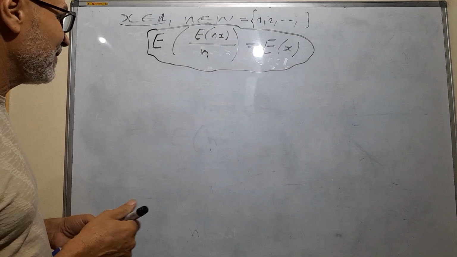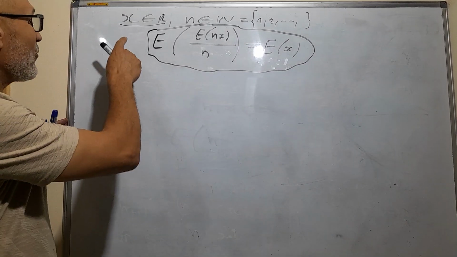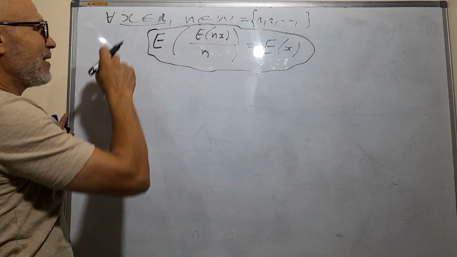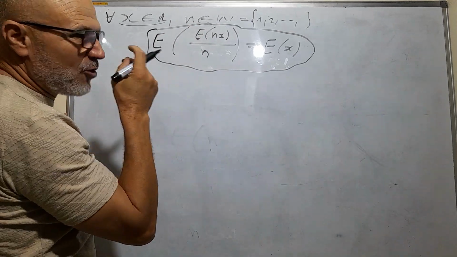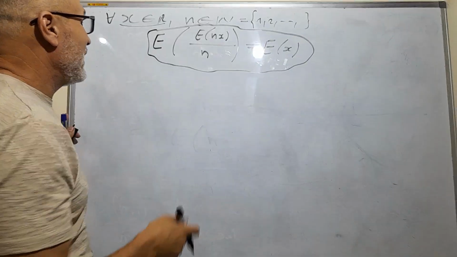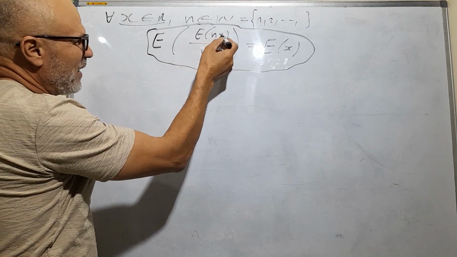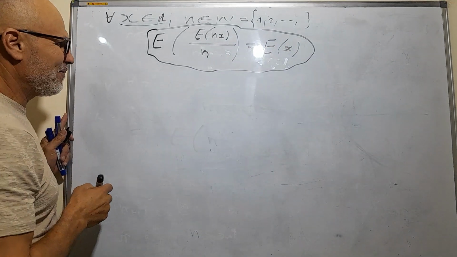Hello everybody. In this very quick exercise, we would like to prove that for any x in R and for any n in the natural numbers, starting from 1, 2, and so on, the integer part of nx over n is equal to the integer part of x.